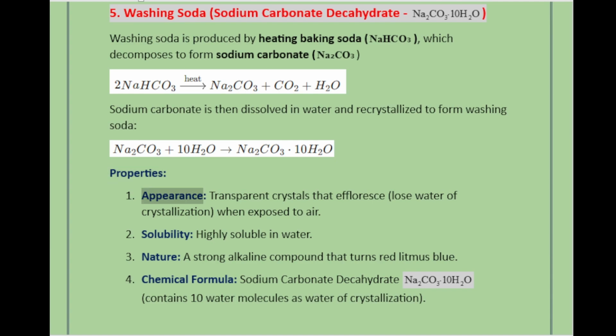Properties. Appearance: transparent crystals that effloresce, losing water of crystallization when exposed to air. Solubility: highly soluble in water. Nature: a strong alkaline compound that turns red litmus blue. Chemical formula: sodium carbonate decahydrate contains 10 water molecules as water of crystallization.